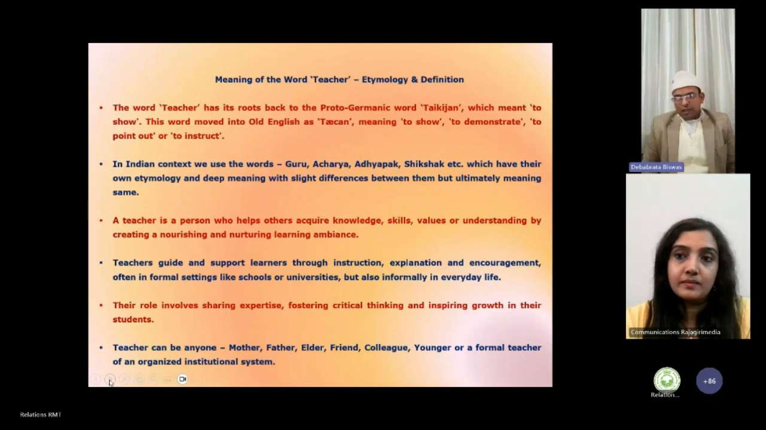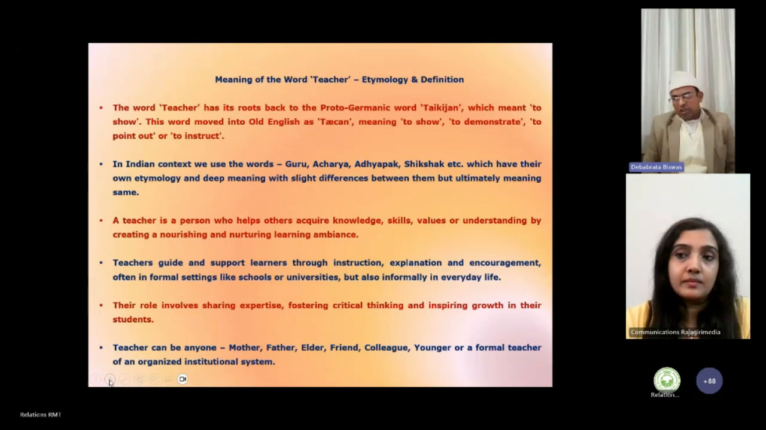And then teacher word, though it has a little different views where from the teacher word has come. Some people say it has come from a Latin word which means a slave, a servant who carries the student, who escorts the student to the school, though it does not mean appropriate. So we have taken this word. It's from Proto-Germanic word, taikazin, which means to show. So that means a teacher is a person who shows, who demonstrates, who points out, who instructs. To whom? To the learners.